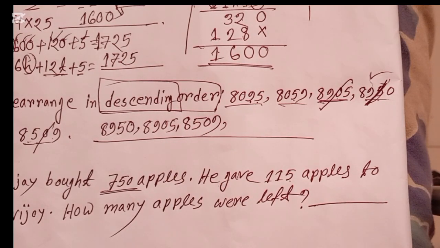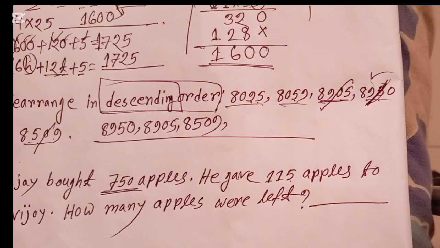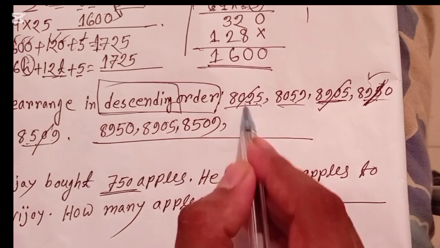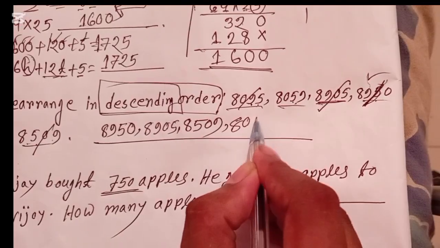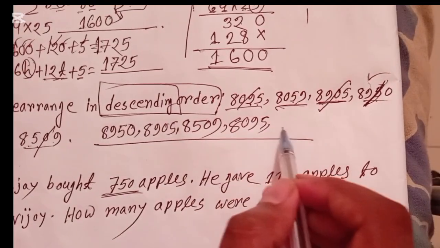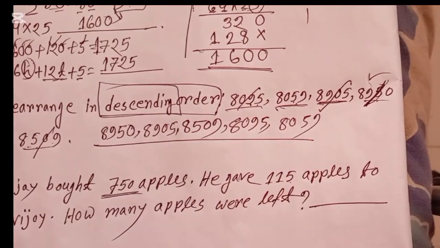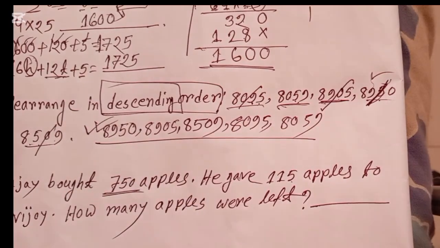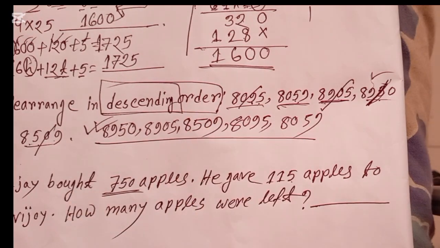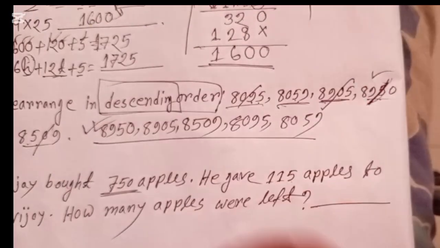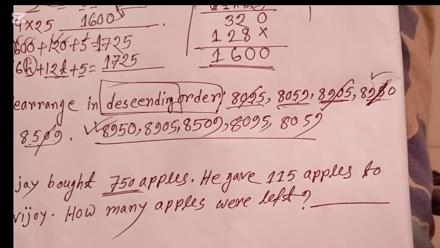Which one is the biggest number between these 2 numbers? 8095 or 8059? Definitely 8095 is the bigger number. So after that 8059. So this is our answer: 8950, 8905, 8509, 8095, and finally 8059.